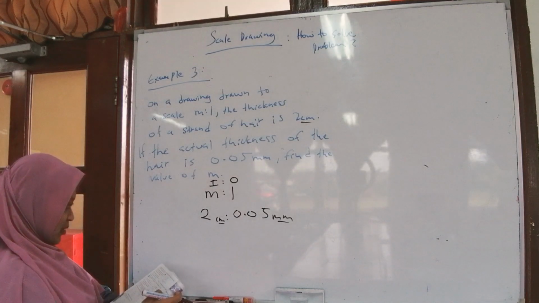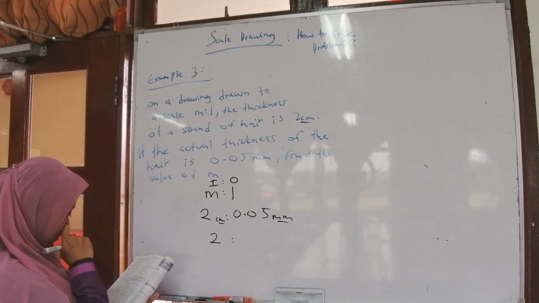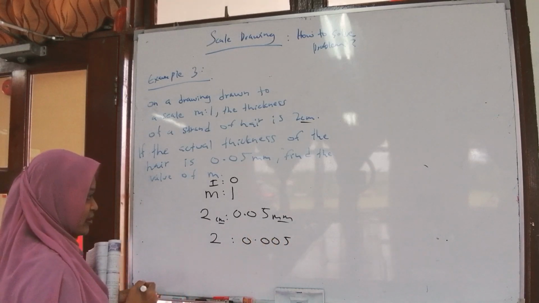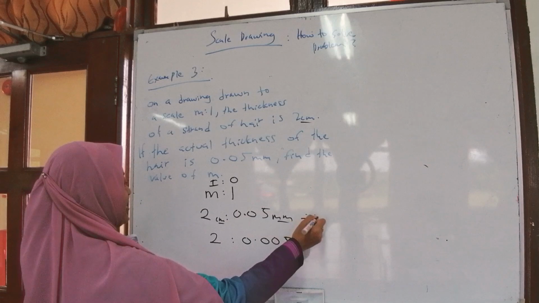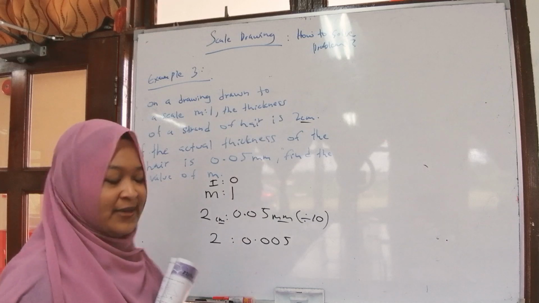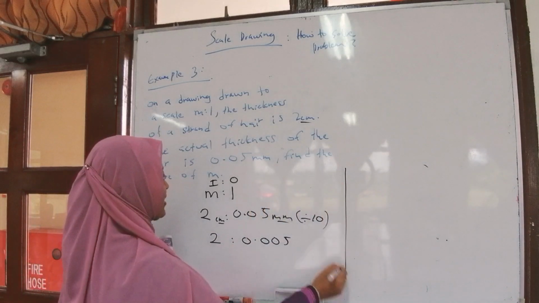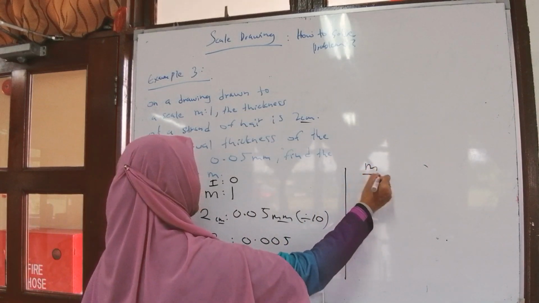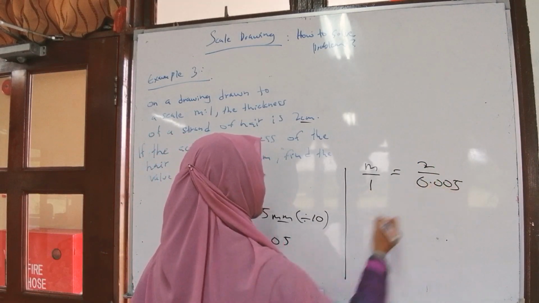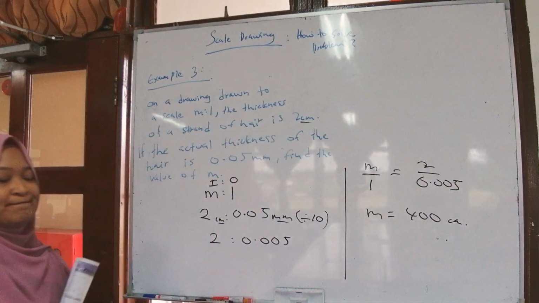So we will get 2 ratio to what? 0.005, right? Because you just divide by 10. Okay, next, do the same method as I showed you before. So this one will be m over 1 equals 2 over 0.005. So m equals 400 centimeter.